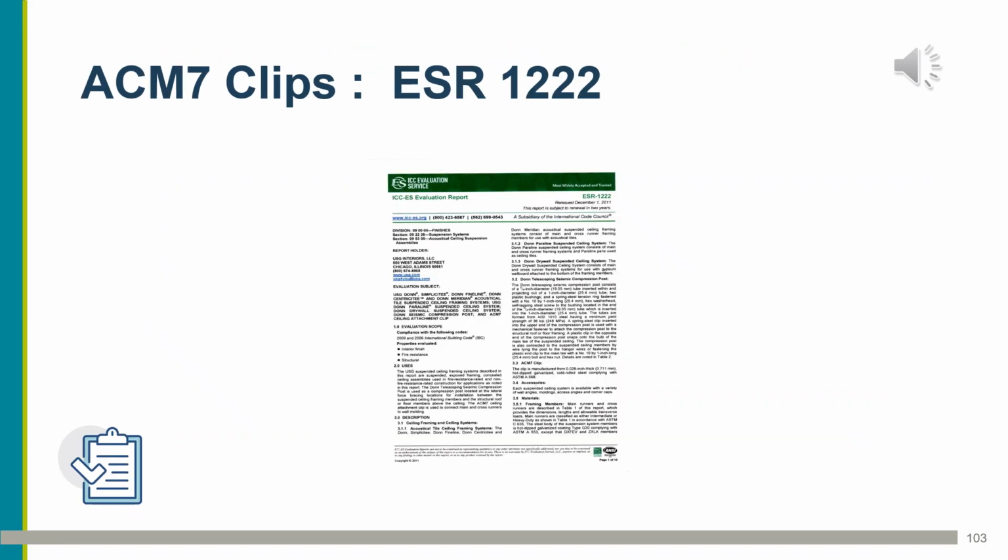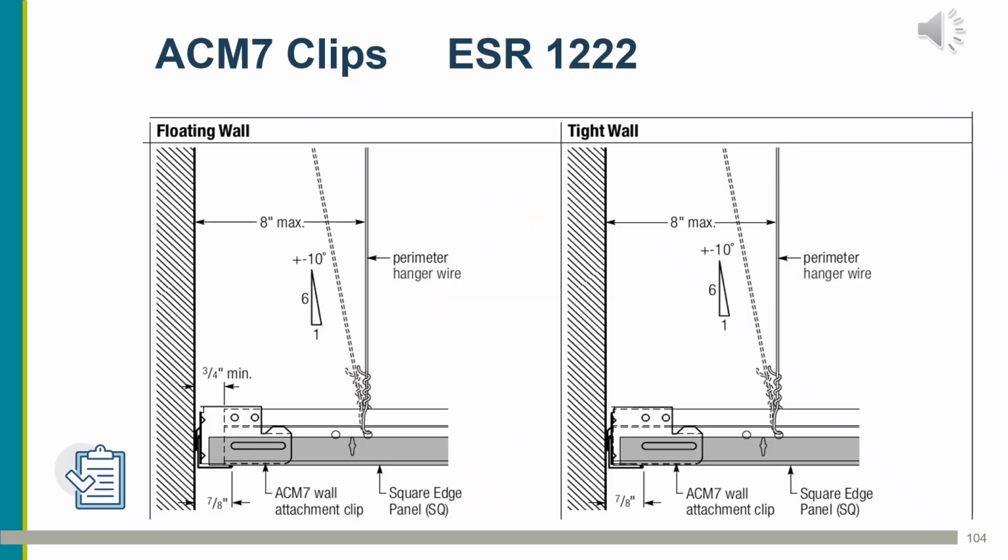So first, let's look at the ACM7 clips. This is one product that we have out there available, and again, we're not endorsing any products, but these are a couple that I've seen quite often. In this case, you'd go to the ESR 1222. What's really interesting is on these clips, if you look, usually on that clip is stamped the ESR number that you need to look at. And that ESR will give you some very great detail.